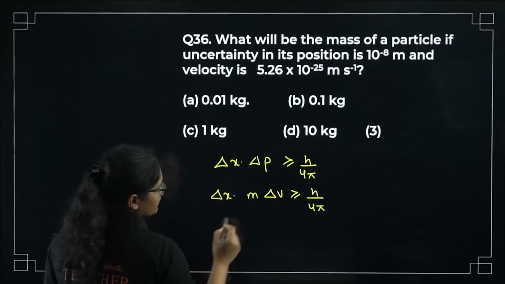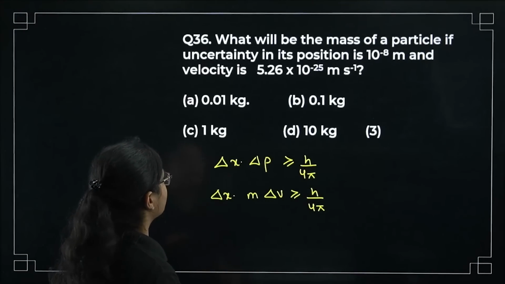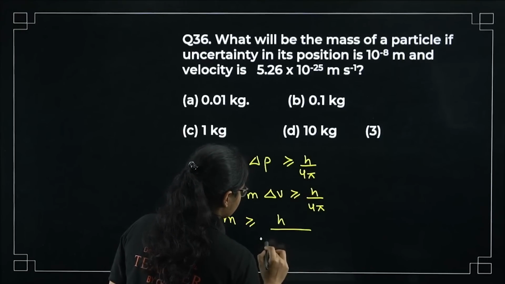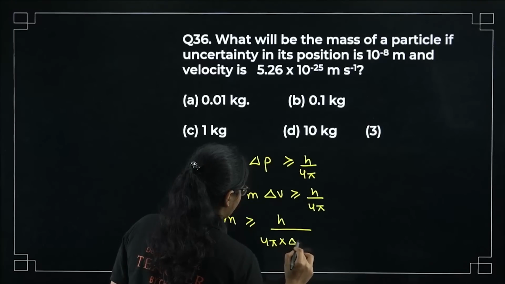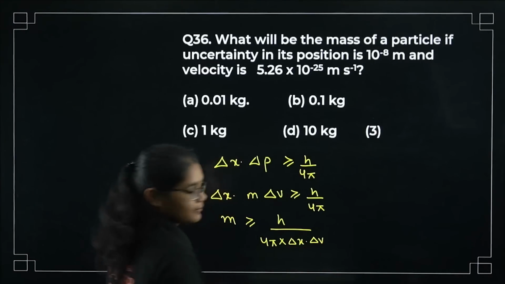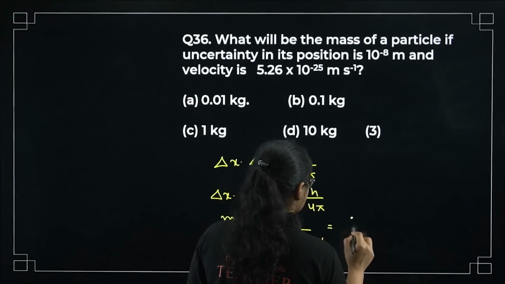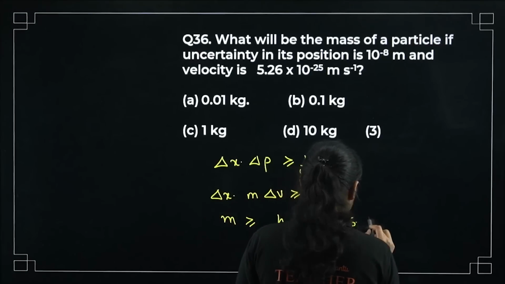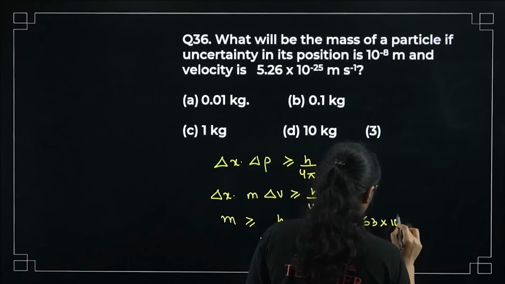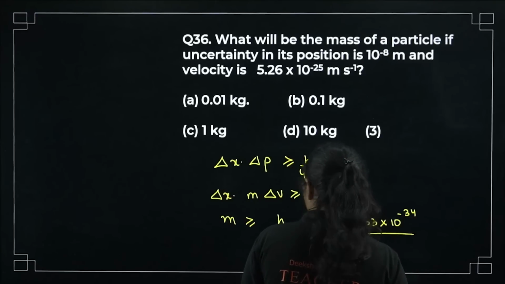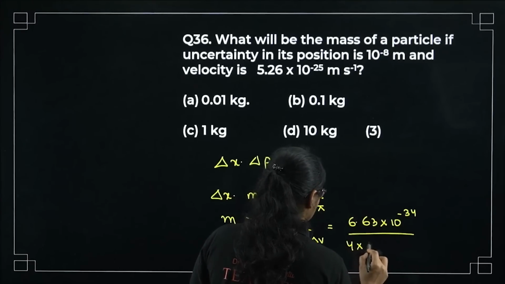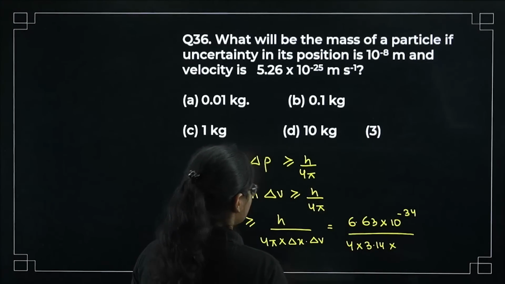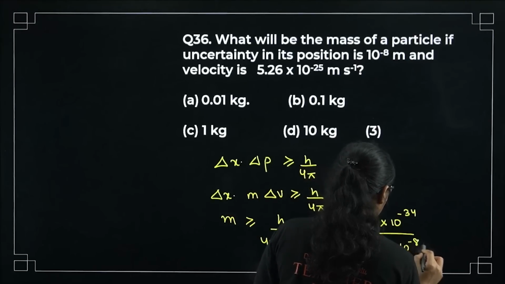Now I have to calculate what? You have to calculate the mass. So I can write mass will be equal to h by 4 pi into delta x into delta v, right? So let's just substitute the values. 6.63 into 10 to the power of minus 34. Then I have here 4 into 3.14 into, what is the delta x value? 10 to the power of minus 8, right?